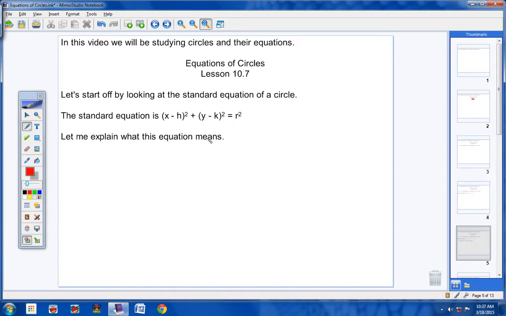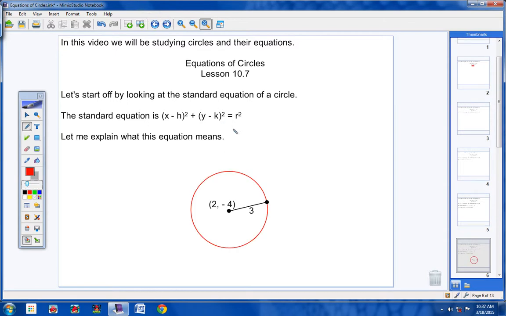Now, let me explain what this equation means, alright? In your notes, I want you to go ahead and draw this circle and label this point 2, -4. Then go ahead and draw a radius, and we're going to label that a measurement of 3 units. Go ahead and draw a circle in your notes. Pretend the circle is on the coordinate plane, and the center of the circle is right at 2, -4 on the coordinate plane, okay? And then the length of the radius is 3.